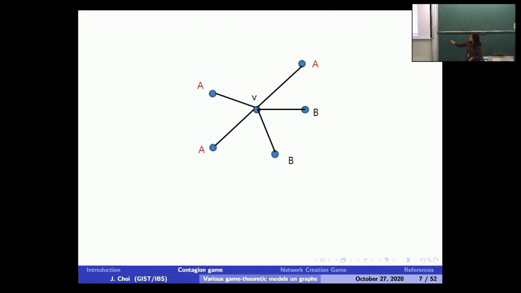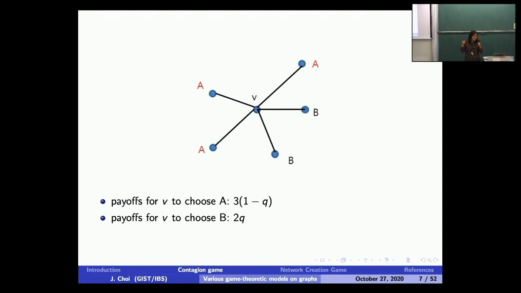And then some of the vertices have option B, and some of the vertices have option A. Now when it comes to vertex V's turn, V calculates its payoff. If it chooses A, the value is 3 times (1 minus Q), and if it chooses B, the payoff will be 2Q.